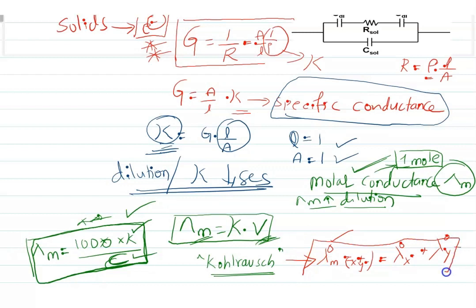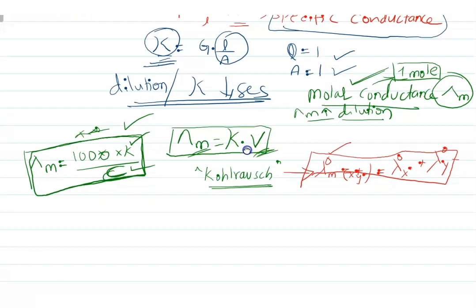So what does KOHLRAUSCH law say? It says that the limiting molar conductivity of an electrolyte is the sum of limiting molar conductivity of its cation and anion. That is called as KOHLRAUSCH law of independent migration of ions. So this KOHLRAUSCH law we are going to apply, we are going to solve so many problems.